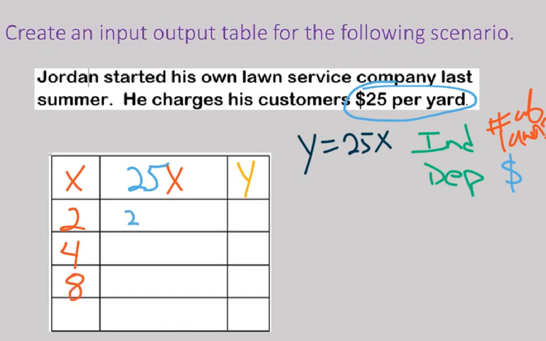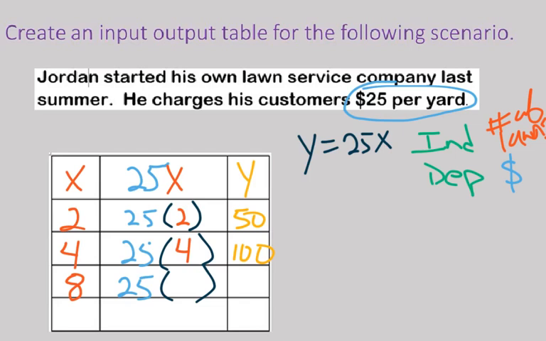So again, we're multiplying 25 times our X value, and we've chosen 2 here, and that would be $50. Again, let's say he has mowed 4 lawns. Well, then it would be $100. And then finally, let's do an example where he mows 8 lawns. And it would be a total of $200. So again, these are ordered pairs, and they could be graphed as well on an X and Y axis.